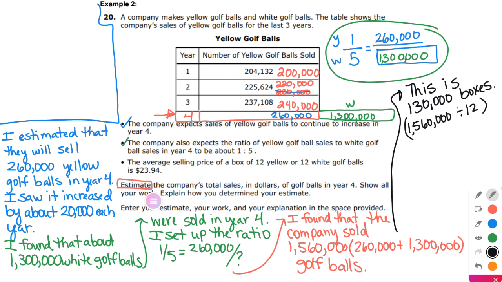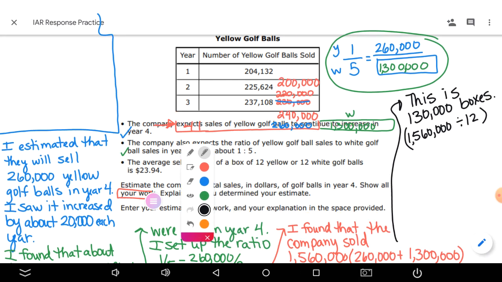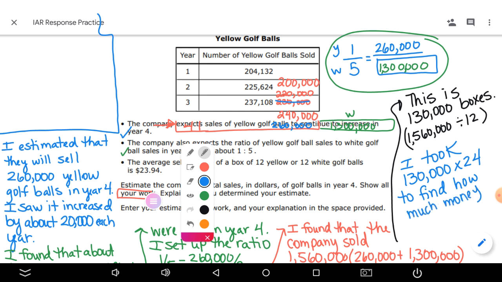Now what? Jude? You do 130,000 times 23.94. Make it prettier. 24. So then I took 130,000 times 24 to find what? How much money they'd make. To find how much money they'd make.